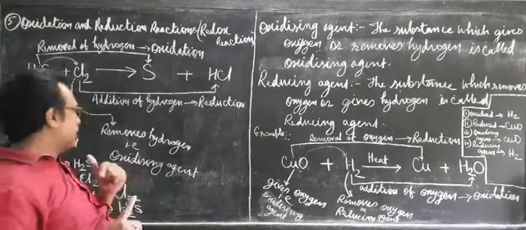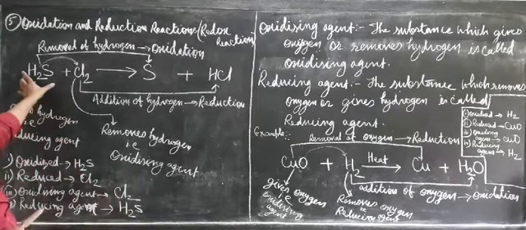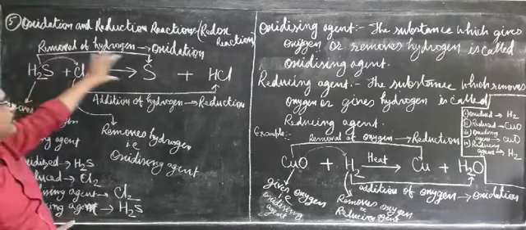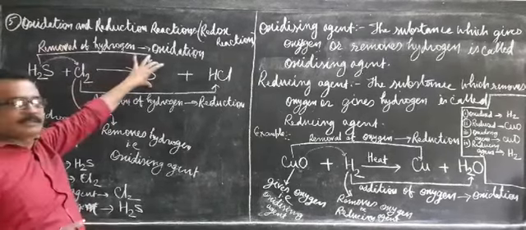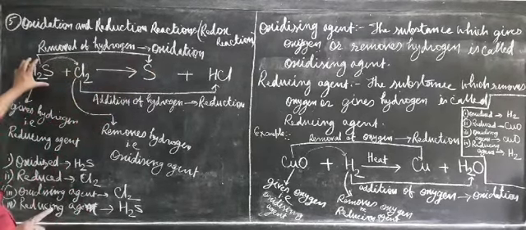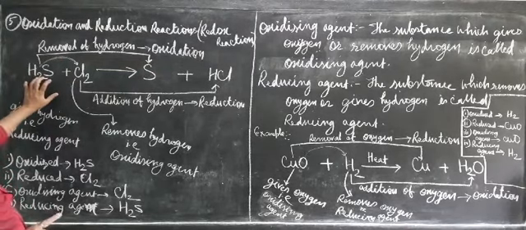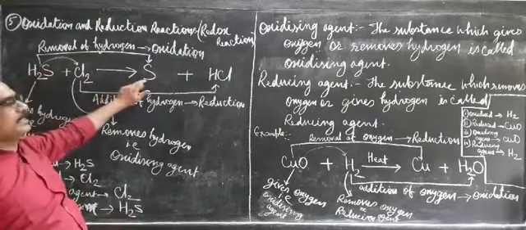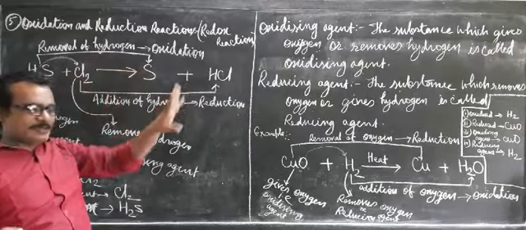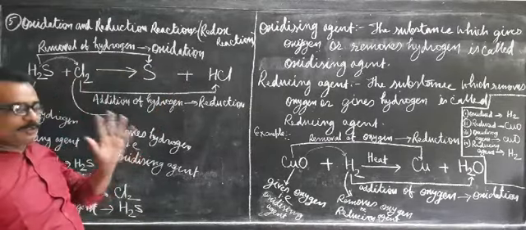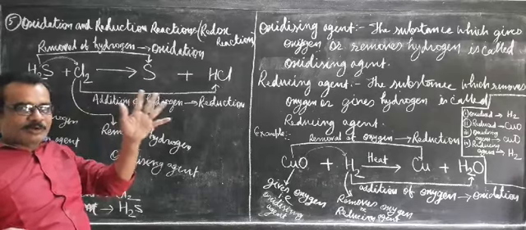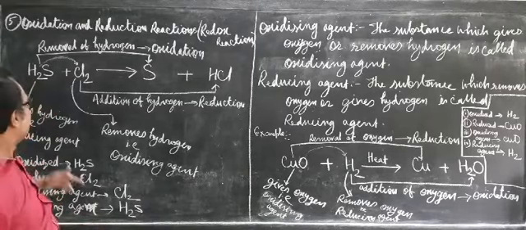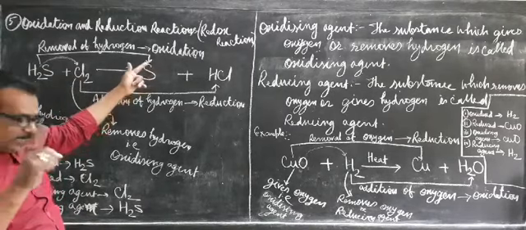Now we compare this hydrogen sulfide with this sulfur. This is the reactant, this is the product. What you are observing is that hydrogen sulfide has hydrogen, whereas sulfur is without hydrogen. So when you compare H2S and S, there is a removal of hydrogen. The concentration of hydrogen is decreasing. So hydrogen got removed, and removal of hydrogen is known as oxidation.